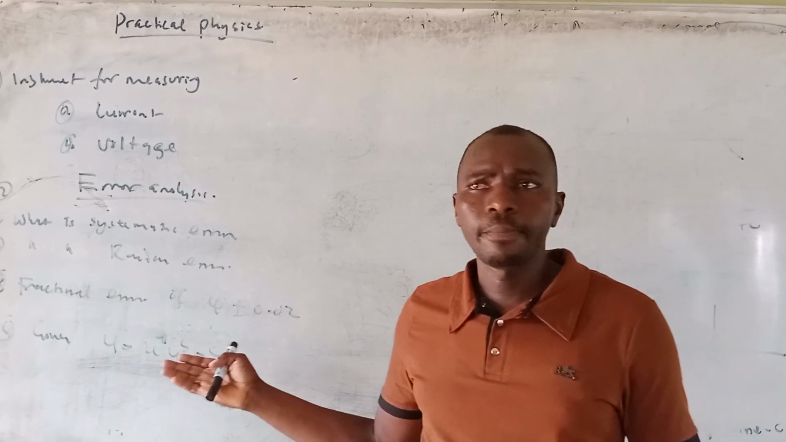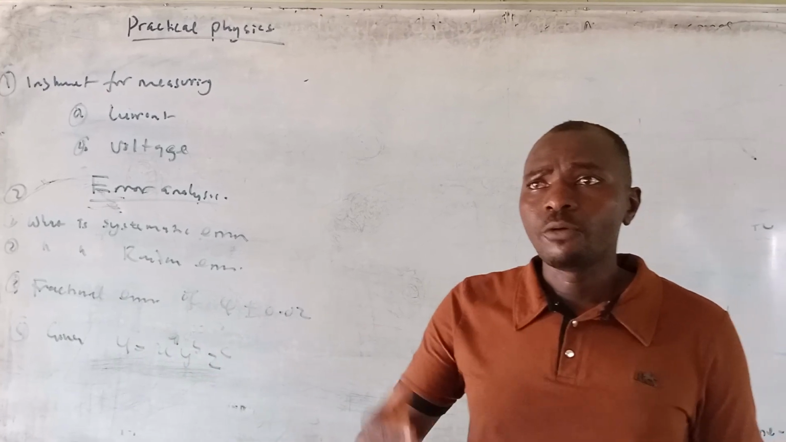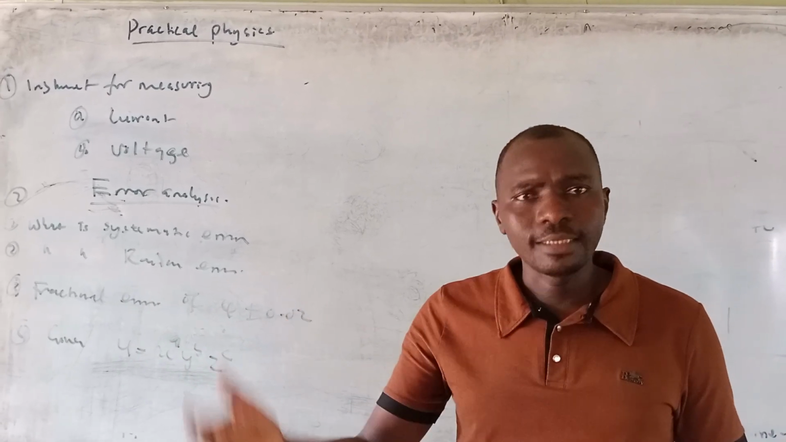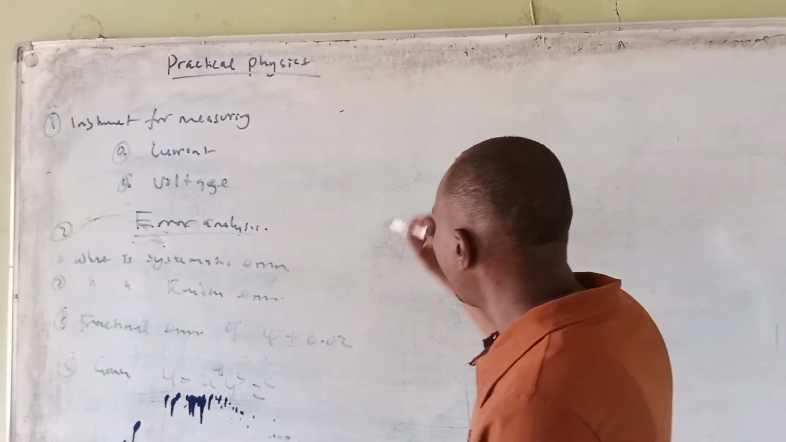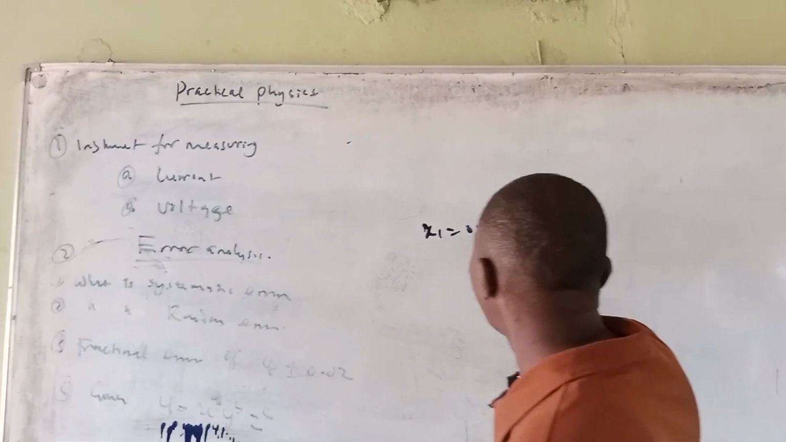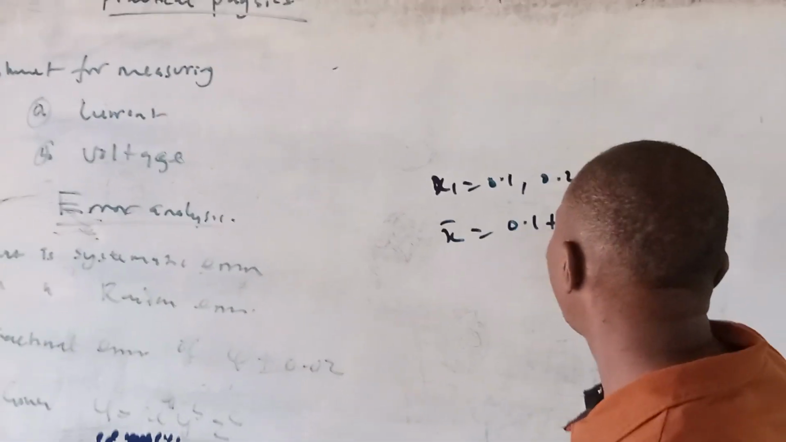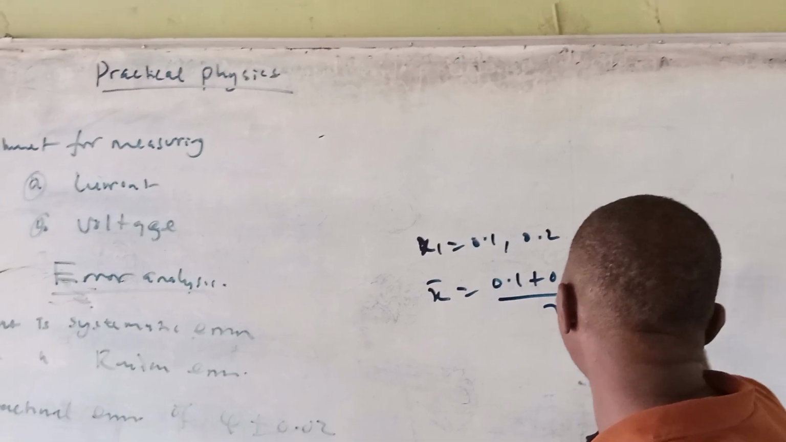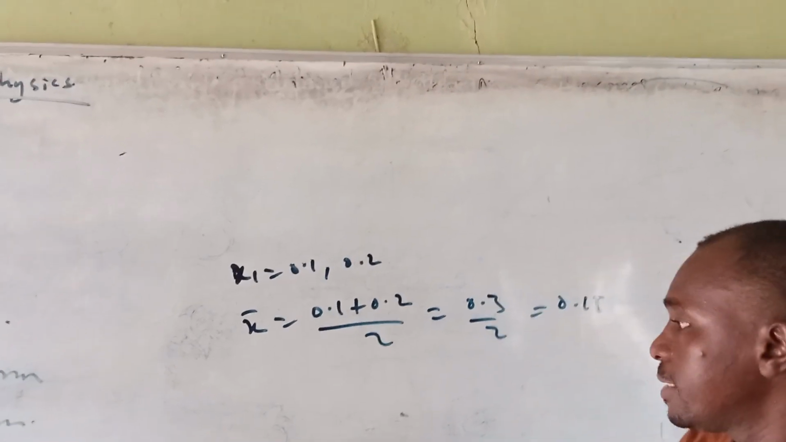So how do you avoid them or minimize them? We minimize random errors by taking measurements of 2 or 3 variables and taking their average. If you have measurements like x1, which is 0.1 and 0.2, so x mean is equal to 0.1 plus 0.2 all over 2, 0.3 over 2, which is 0.15. So this is how to minimize random errors, isn't it?